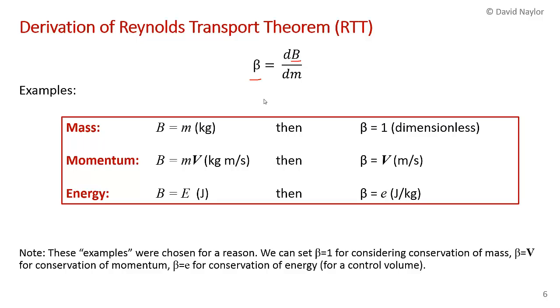And if we want to look at energy flowing in and out of our control volume, then little e is dE/dm. So beta equals little e, the specific energy in joules per kilogram. So the analysis we're going to do is in terms of this beta property, which is a generic property that we can later substitute for any, well, these three in particular are of interest, but we could use any property for B and its corresponding intensive property.